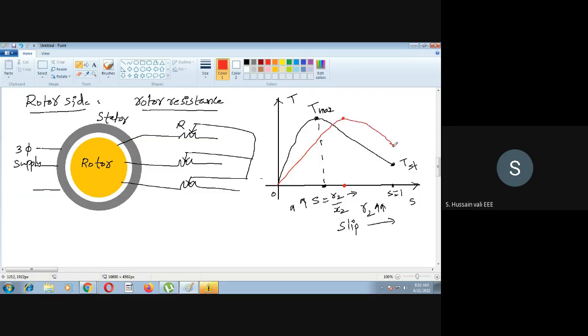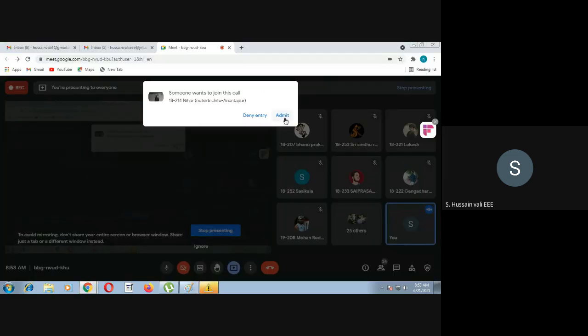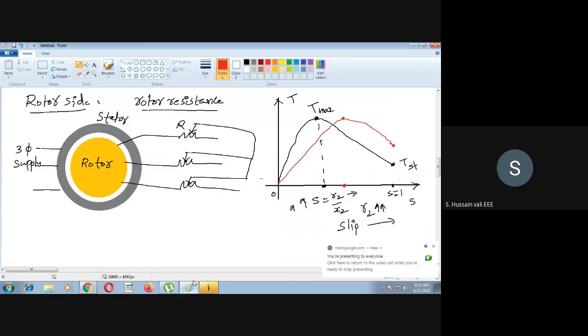Now you see, when you do this, what did you find out here? You just draw the graph. Earlier, the starting torque was here. Now the starting torque has increased.